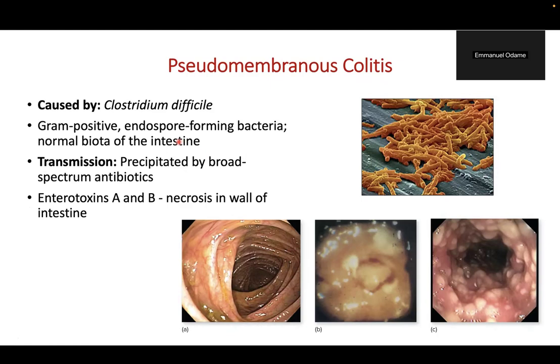Next on our list is pseudomembranous colitis, which is caused by Clostridium difficile. It's a gram-positive, endospore-forming bacteria, and it's basically a normal biota of the intestine. It is precipitated by broad-spectrum antibiotics. The bacteria secrete enterotoxin A and B, which basically form necrosis in the wall of the intestine. As you can clearly see, these are some of the necrosis present in the intestine of a person infected with this microbe.